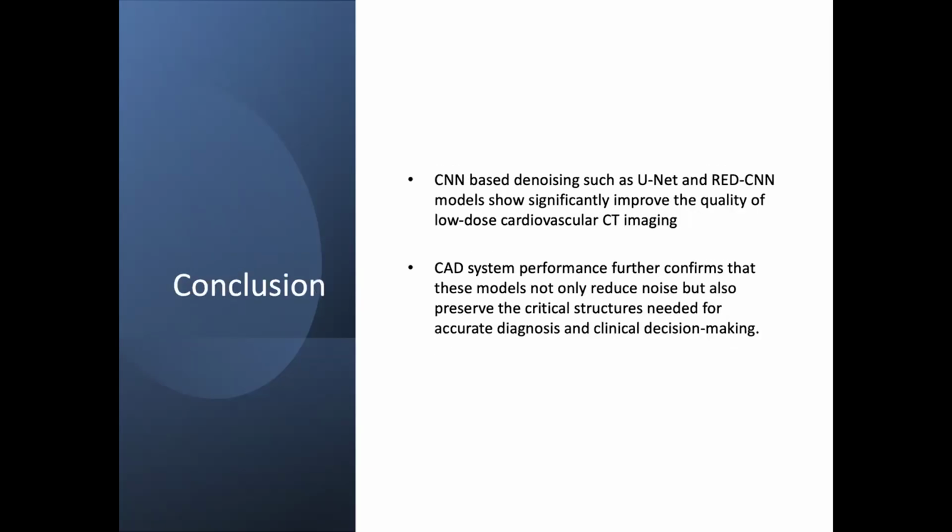And now we're moving to the conclusion, which shows that CNN-based denoising, specifically using UNet and ResCNN models, can significantly improve the quality of low-dose cardiovascular CT scans, and both models effectively suppress noise while preserving critical cardiovascular structure. The UNet achieved the highest PSNR and SSIM values compared to ResCNN, and ResCNN also performed well, especially in maintaining sharp transition and vascular wall delineation.